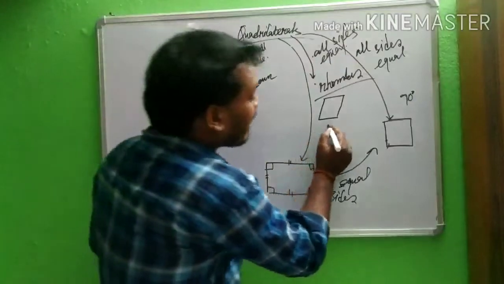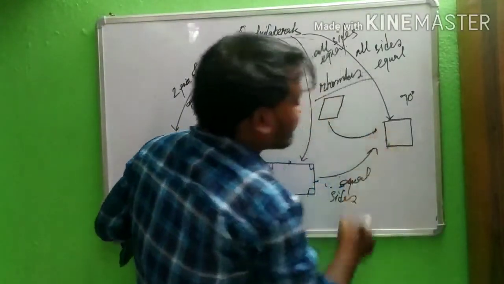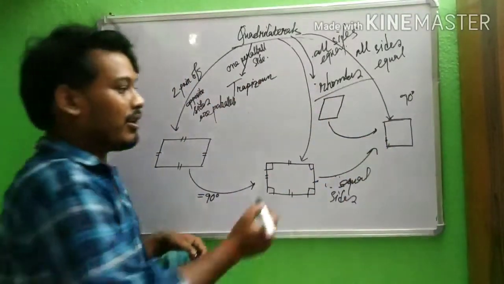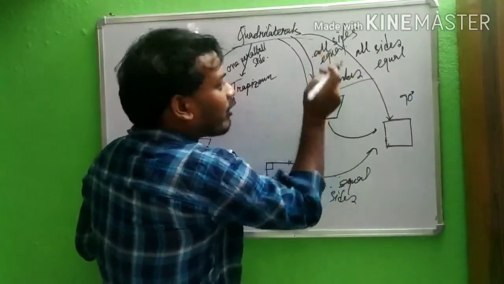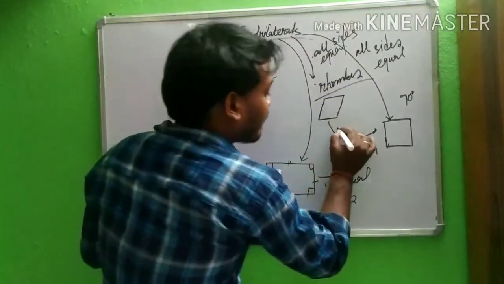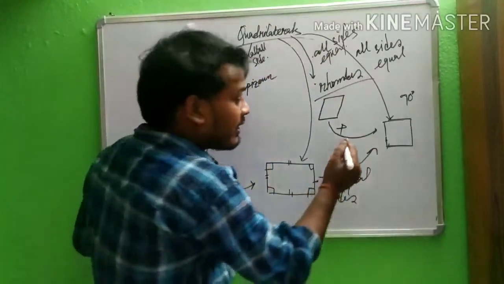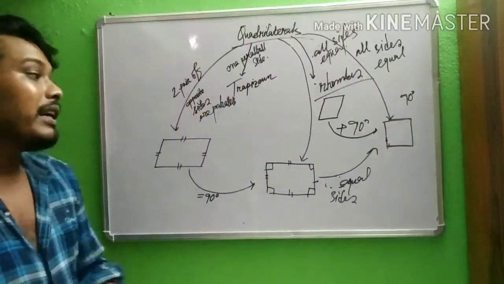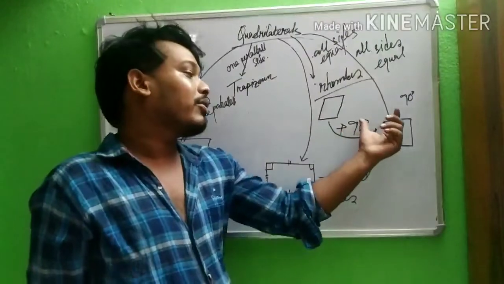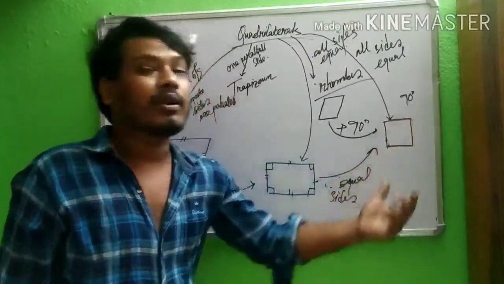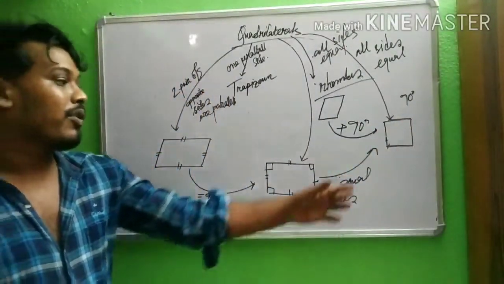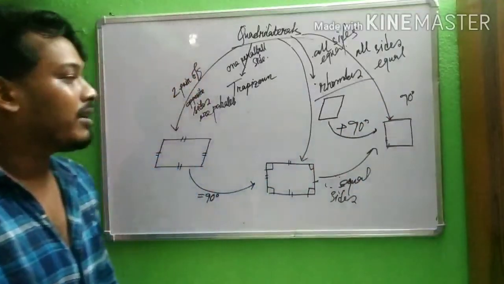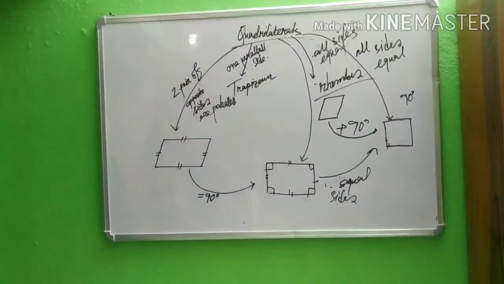So from here we can also give the definition of a square. Already one condition is given there, plus only one condition here: each angle is 90 degrees. So what is a square? A square is a rhombus whose each angle is equal to 90 degrees. So from here you can give the definition. Okay.